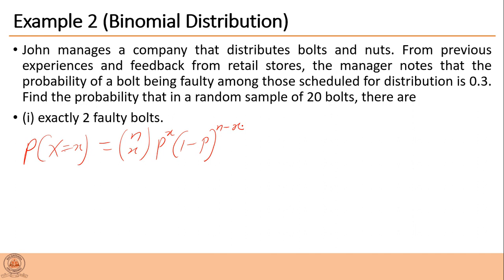Now the example is this. John manages a company that distributes bolts and nuts. From previous experiences and feedback from retail stores, the manager notes that the probability of a bolt being faulty among those scheduled for distribution is 0.3. Our job here is to find the probability that in a random sample of 20 bolts, there are exactly 2 faulty bolts. How do we handle this question?